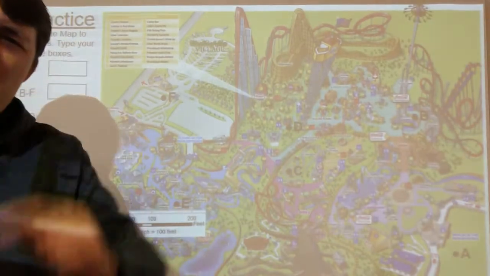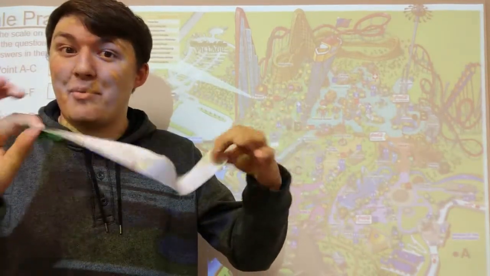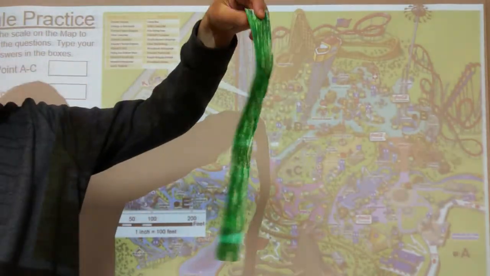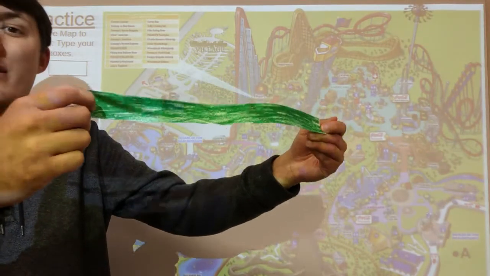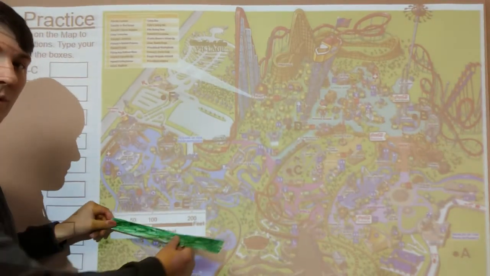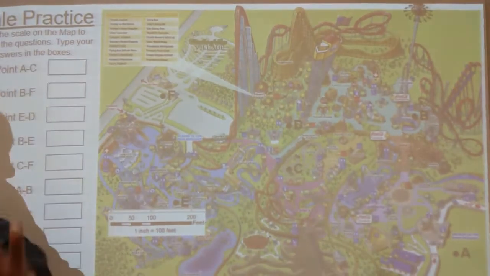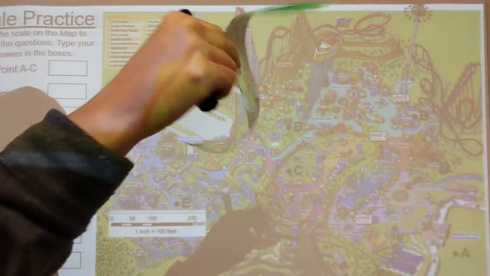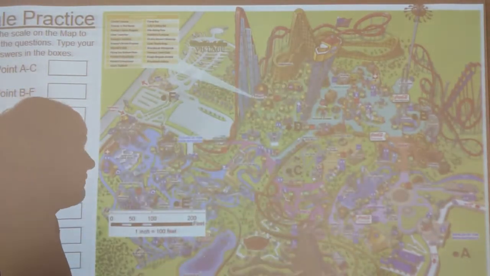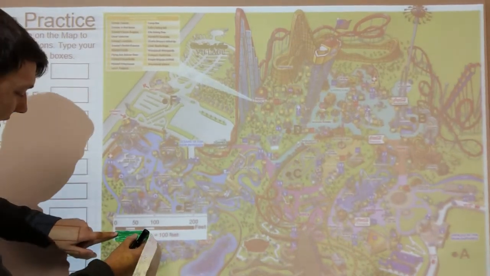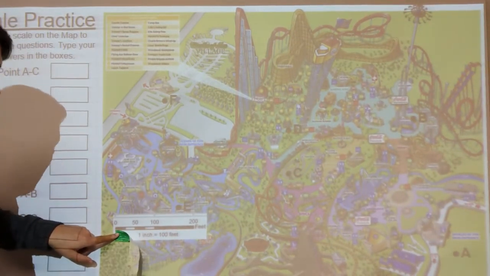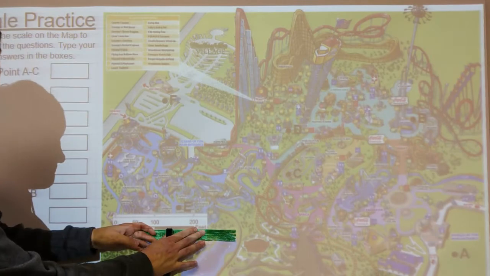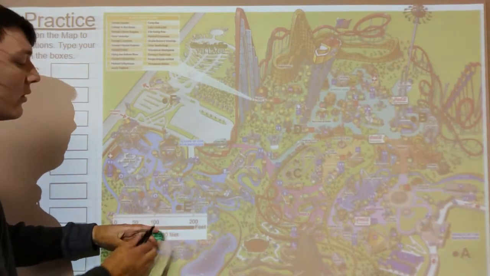The first step is to get a piece of paper. It can be any kind of paper, it doesn't matter. I colored mine green just so you guys can see where it is, but it can be blank, whatever you want. Take your piece of paper and put the end of it smack dab on the 0. Line it up with that scale, just like that.